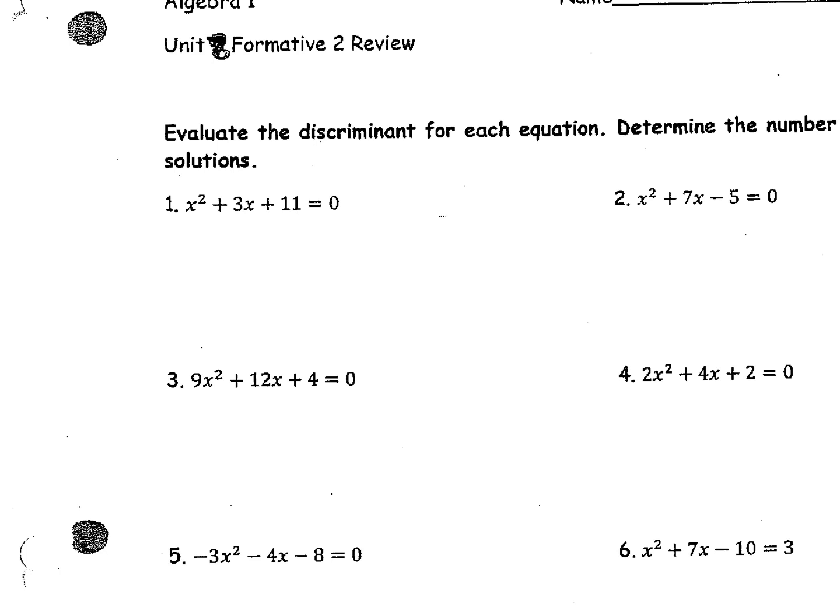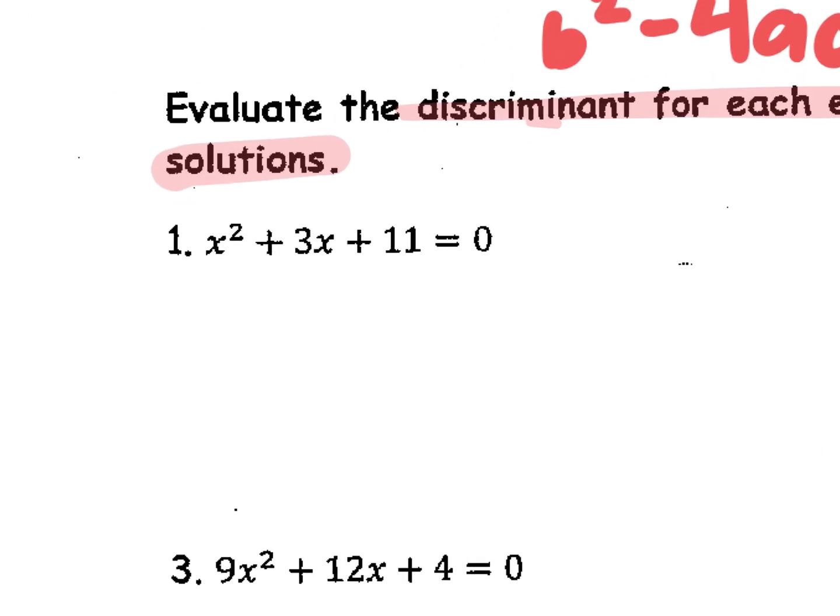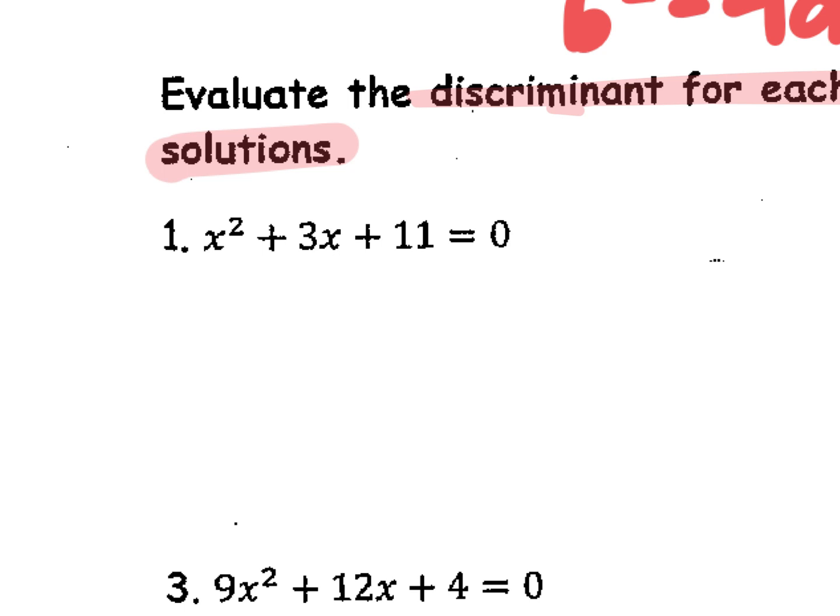Okay, so these first 6 problems, you are going to be evaluating the discriminant, and you're going to tell me how many real solutions we're going to have. Remember, our discriminant is the part that's underneath the square root, so that's the b squared minus 4ac part. What we want to do is identify our a, b's, and c's first of each problem, and then we can plug those into our formula and figure out our discriminant and number of solutions.